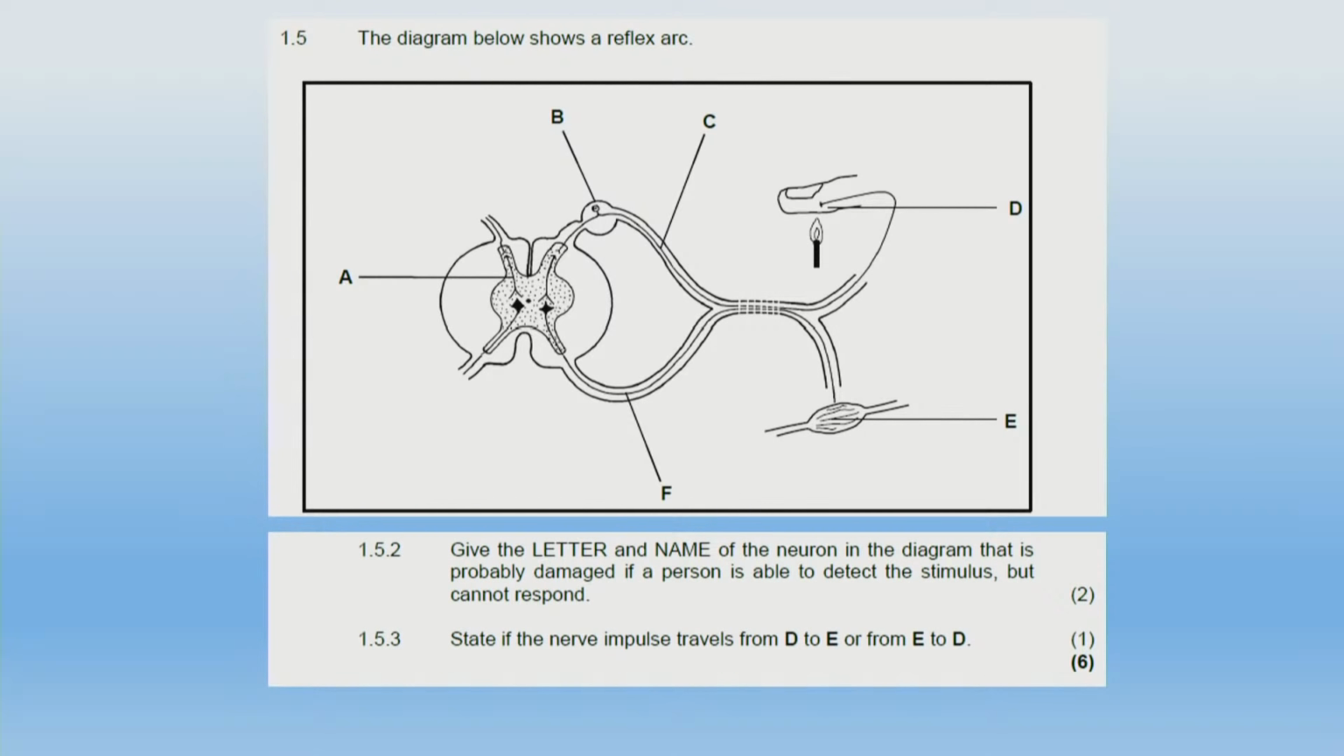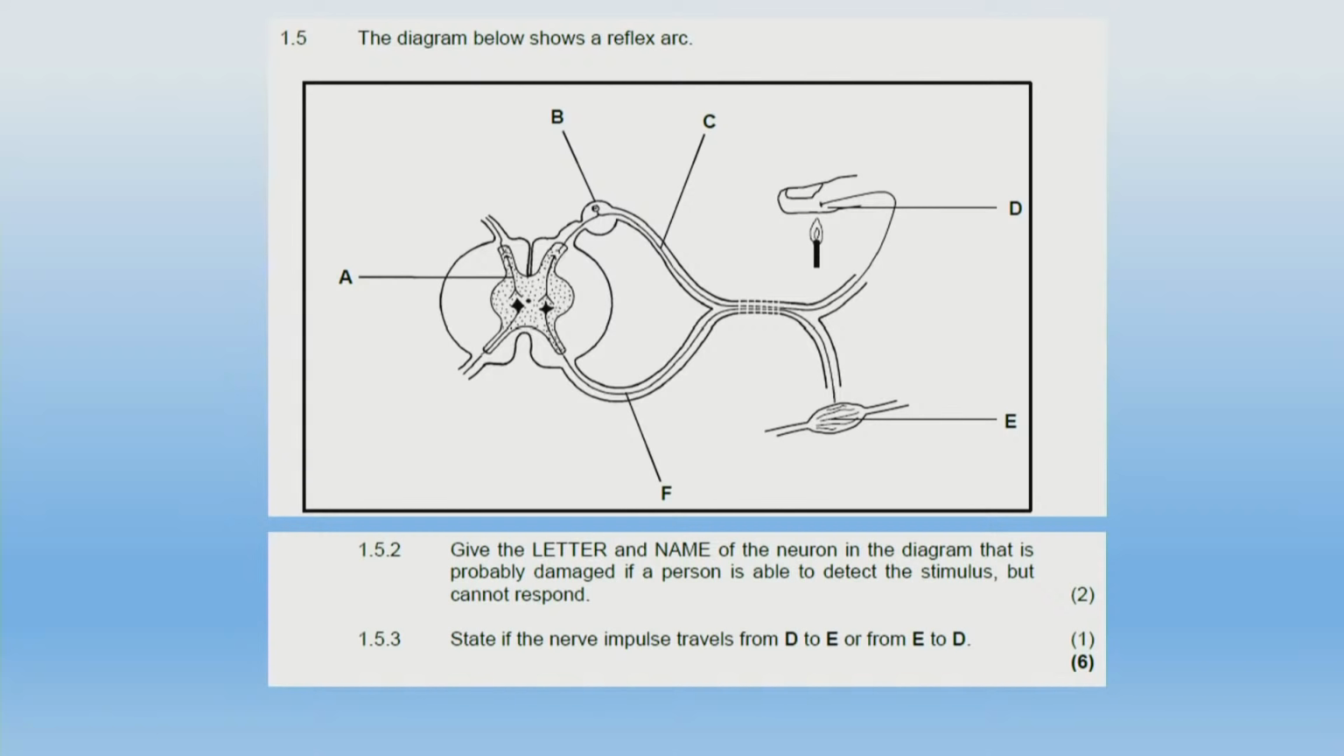And then 1.5.2, give the letter and name of the neuron in the diagram that is probably damaged if a person is able to detect the stimulus but cannot respond. So that is letter F. And then you still remember that letter F represents the motor neuron.